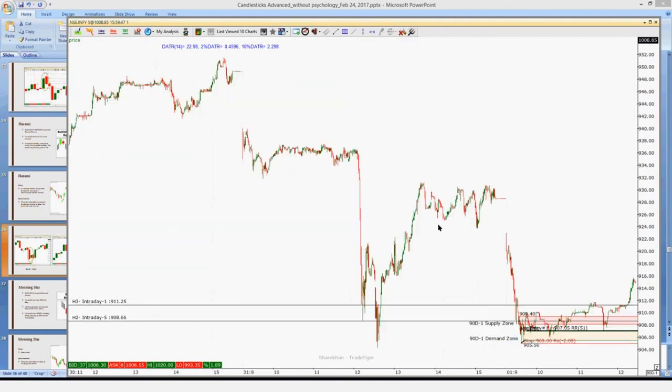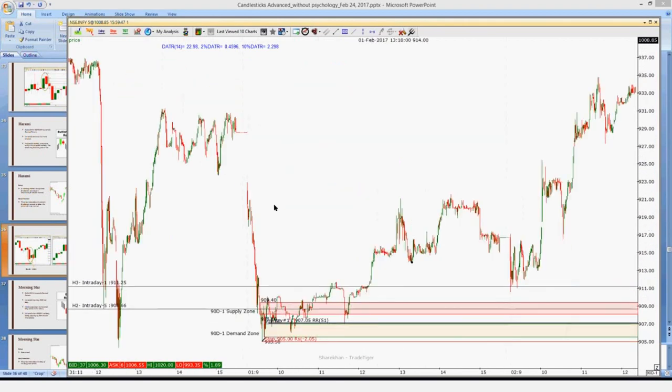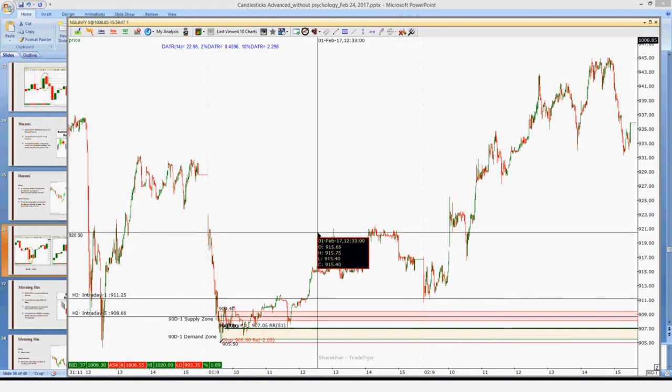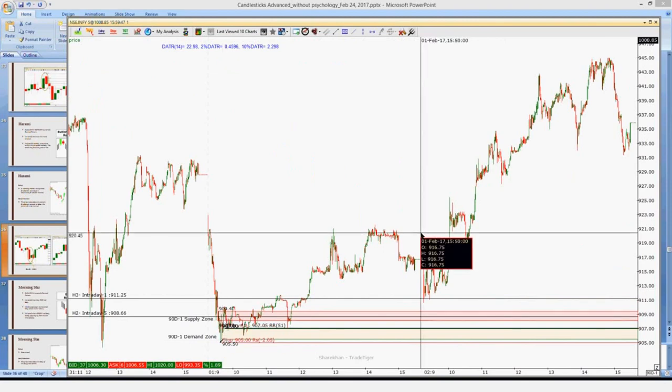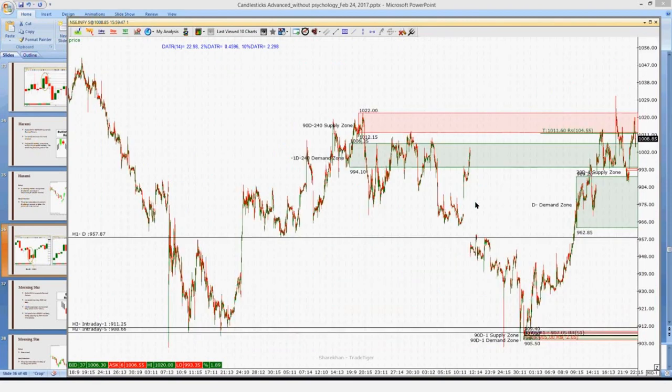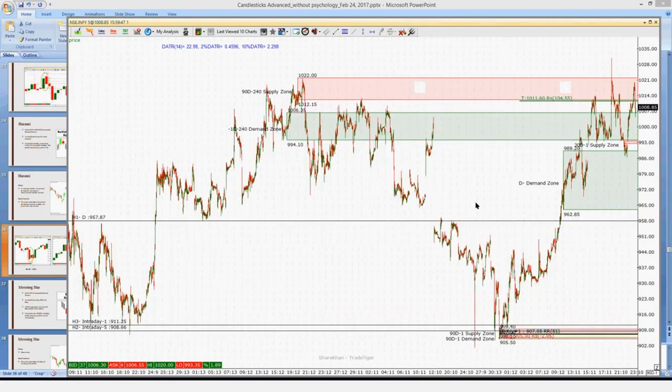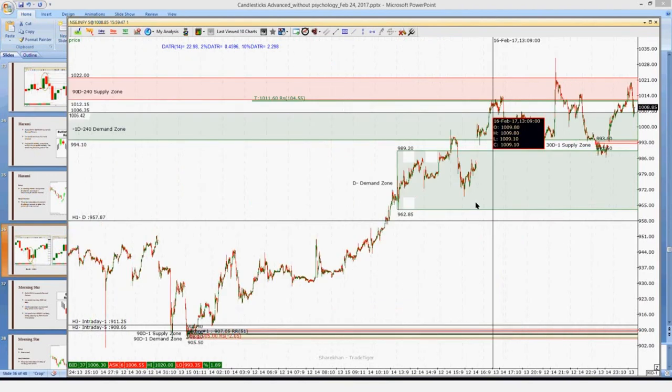So how many days did it take? This happened on 1st of Feb. The entry was achieved on 1st of Feb. This is the power of the higher low, friends. After a steep fall in price, a higher low formed, and that engulfed the authentic supply zone. And the target was achieved on 16th Feb, almost 2 weeks' time.